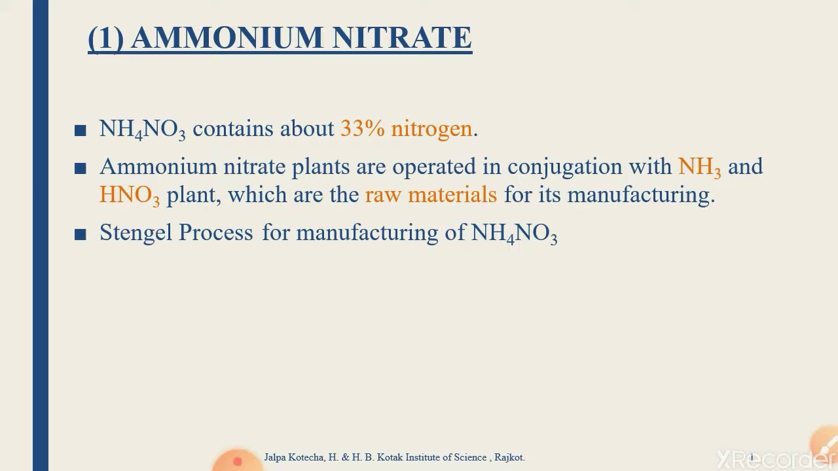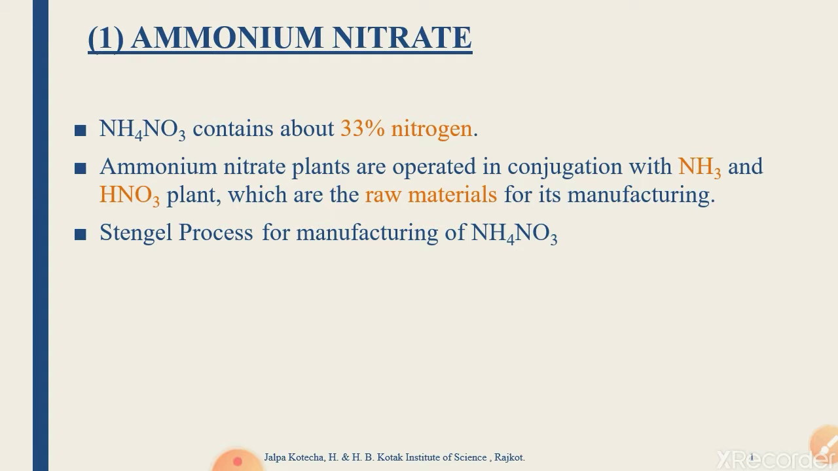Hello everyone. In the manufacturing of synthetic nitrogenous fertilizers, we take the manufacturing of ammonium nitrate by Stengel process. Now, ammonium nitrate contains about 33% of nitrogen. Ammonium nitrate plants are generally operated where the ammonia plant and nitric acid plant are already operating, because ammonia and nitric acid are the raw materials which are used for the manufacturing of ammonium nitrate.